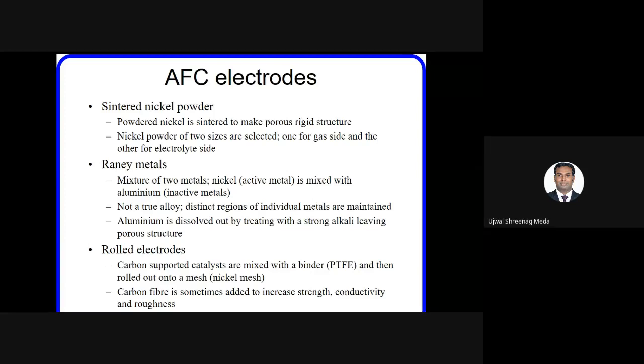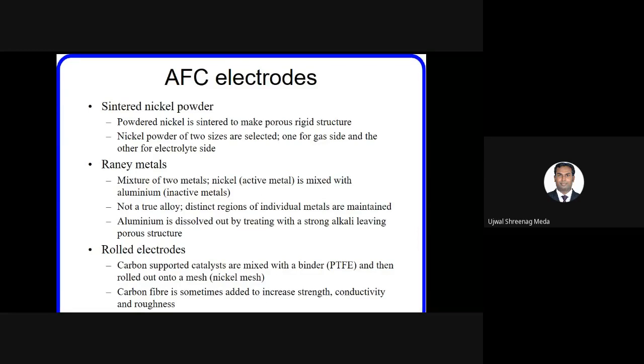So using a binder, a shape is given to that, which is subjected to heat treatment so that a porous, rigid structure is formed. Porosity is of utmost importance in case of any electrode for that matter when it comes to fuel cell. So this is one type. So next is Raney metals.